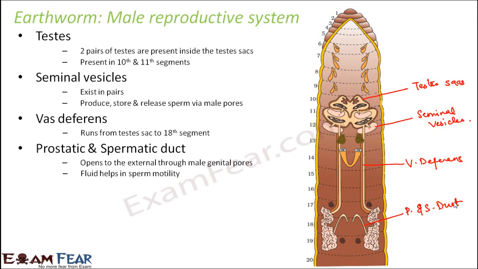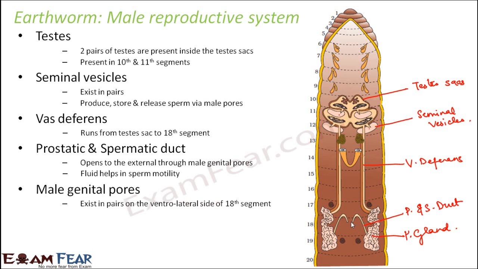Because the prostate duct and the sperm duct, they both meet together. So this is your prostate gland. Since this duct is associated with prostate gland, so it is called prostatic duct.